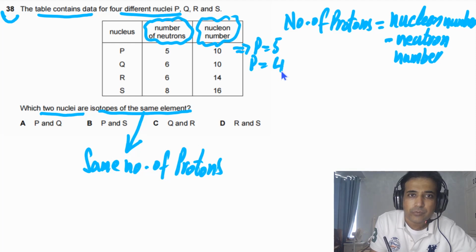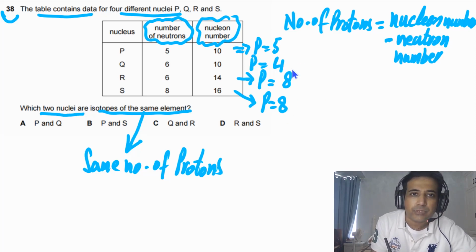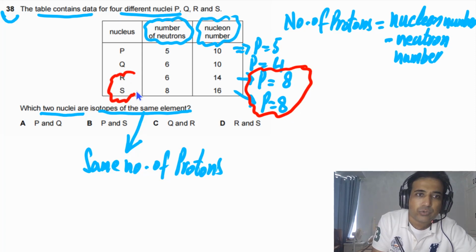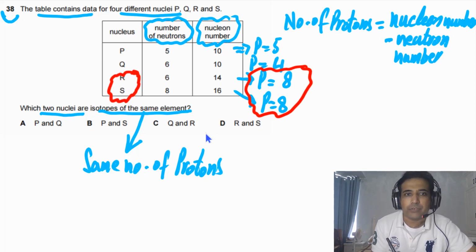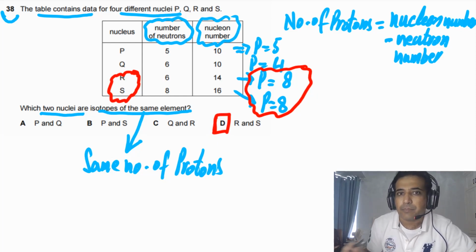the number of protons will be equal to 4, and for the next one the number of protons will be equal to 8, and for the next one the number of protons is also equal to 8. So it simply means that R and S are isotopes of the same element. So the answer for this question is D.